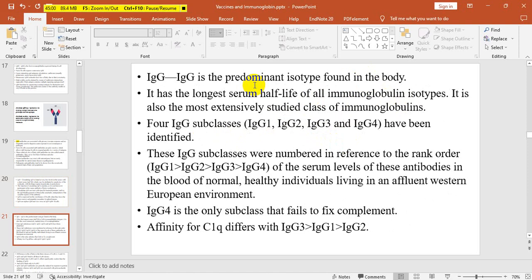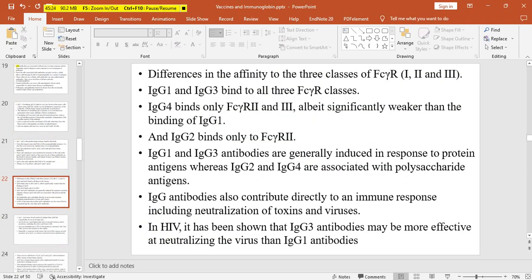Immunoglobulin G is the predominant isotype found in the body. It has the longest serum half-life of all immunoglobulin isotypes. It is also the most extensively studied. So the gamete, this is G, so it has the highest concentration. It has subclasses like G1, G2, G3, G4. So go and read what the classes do. It's very important. So go and read.